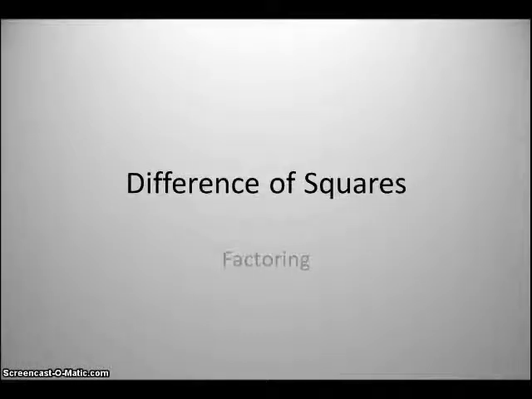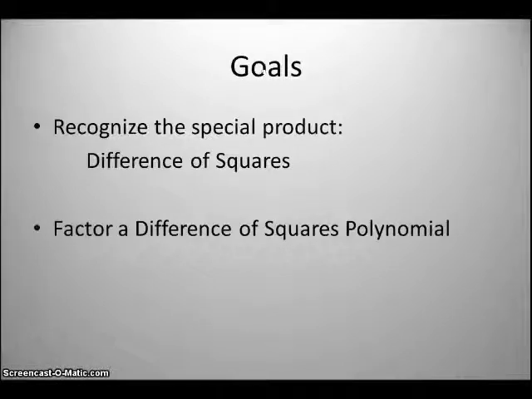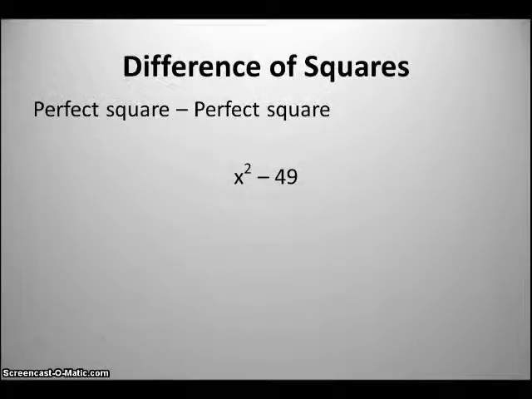Okay, now we're going to talk about the difference of squares when we're factoring. Our goals for today: I want you to recognize a special product, the difference of squares, and I also want you to be able to factor a difference of squares polynomial. So first of all, a difference of squares is simply a perfect square minus a perfect square. X squared minus 49 is an example.